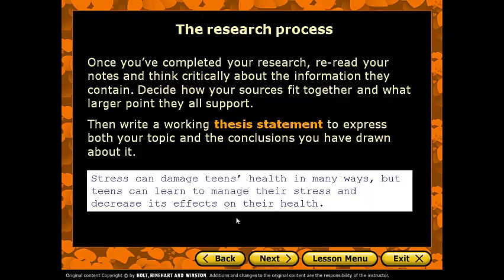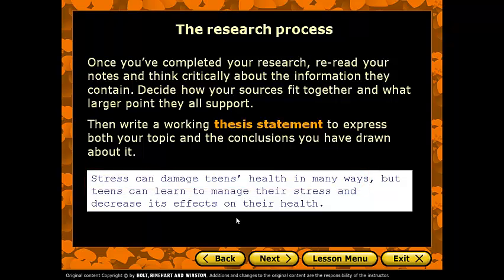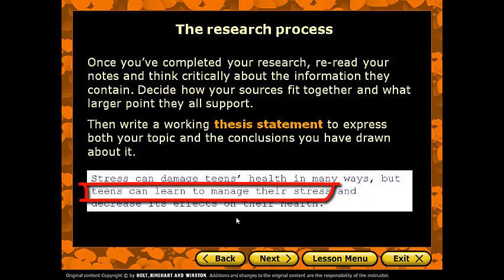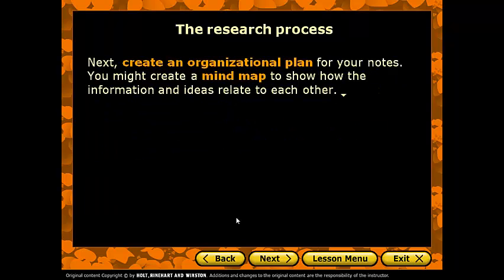So in our example, our researcher has determined that what they've looked up, they can talk about how stress damages a teenager's health. That's the first thing they're going to talk about. Then the second thing they're going to talk about is ways that teenagers can manage that stress. So they've put it all into one statement, and it's going to control their whole paper. That's what you're going to do as well.